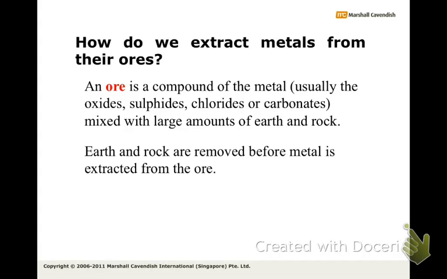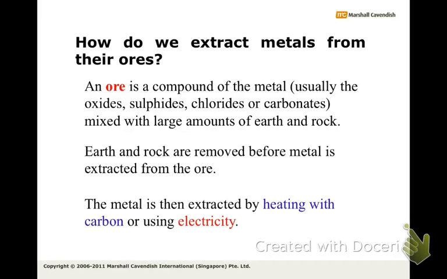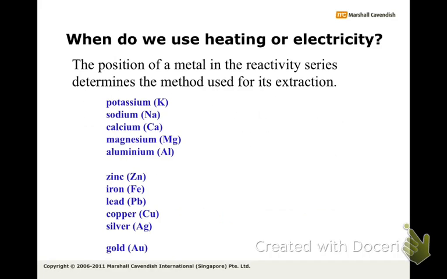But the problem is, you want to separate the oxides, the sulfides, the chlorides. That's where the problem comes in. So usually when you remove the earth, the rock, the dirt through physical separation, you can then extract the metal by using either carbon or electricity. Now, how do you decide? Later on you will see. Basically, the position of the metal in the reactivity series determines the method for its extraction.